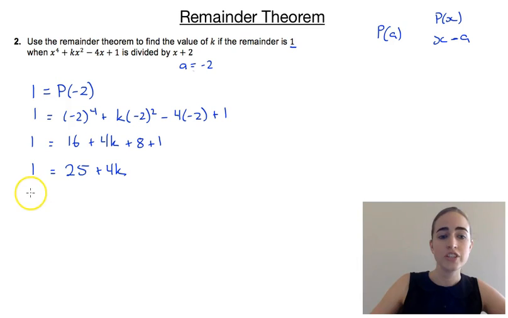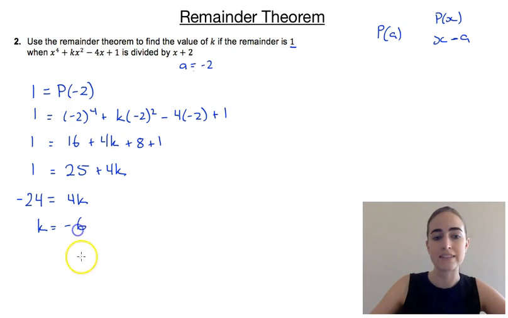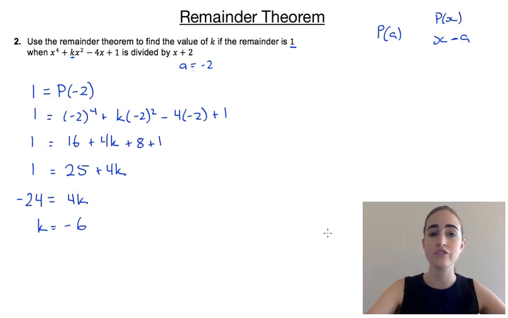Now rearranging that, if we subtract 25 from both sides, we'd have minus 24 equals 4k. And then dividing both sides by 4, we'd end up with k equals minus 6. So that means our k up here in our original polynomial is equal to minus 6. Right, so that's an introduction to the remainder theorem.